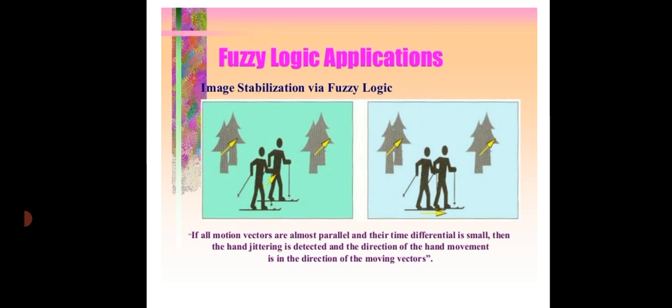Here I have explained only one application, fuzzy logic in image stabilization. You can see here, if all the motion vectors are almost parallel and the time difference is small, then hand jittering is detected and the direction of the hand movement is in the direction of the motion vectors. Image processing, data analysis, artificial intelligence, neural networks are all applications of fuzzy. You have to go in depth to understand it. First of all, you have to understand the basic concepts.